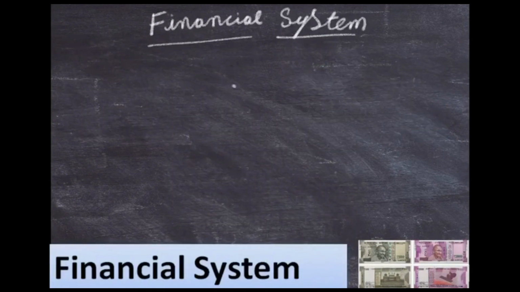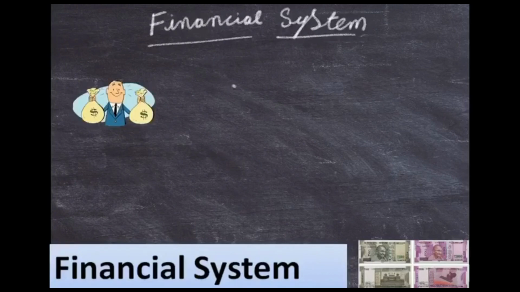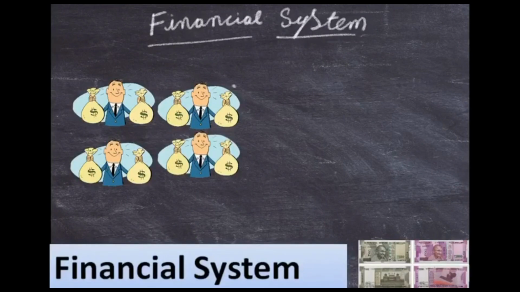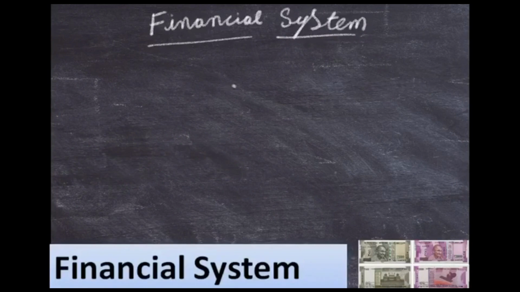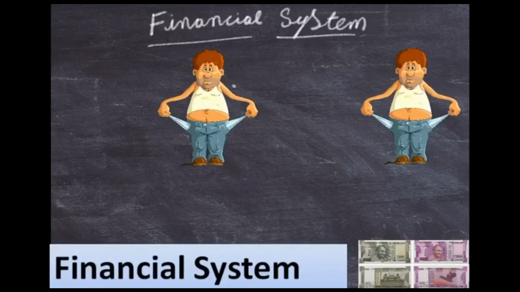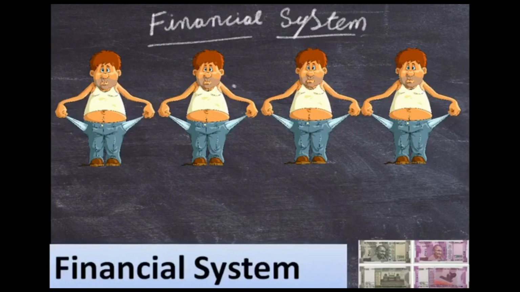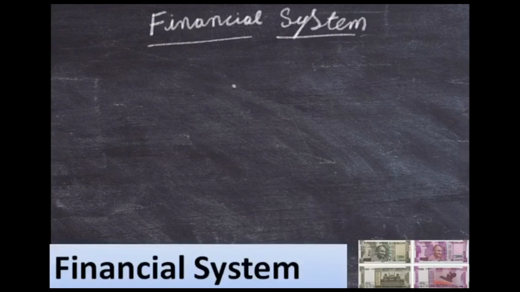In any country, India, America, Pakistan or Switzerland, there is a financial system. In India, it is called the Indian financial system. The financial system's main objective is to link between the surplus spending units and deficit spending units. What do you mean by this? The surplus spending unit is a group of people who have surplus money, and the deficit spending unit is the group of people who don't have money or lack money. And this financial system links both.